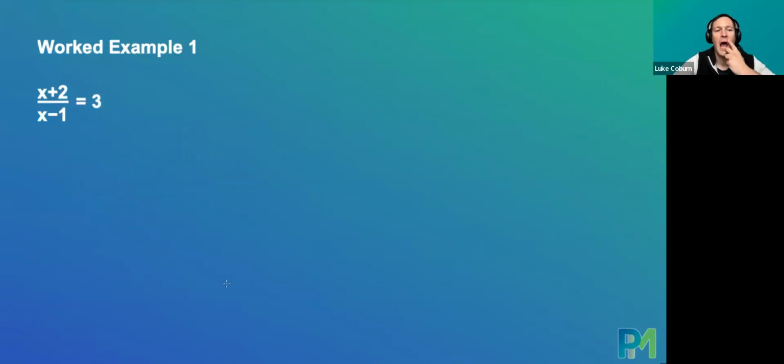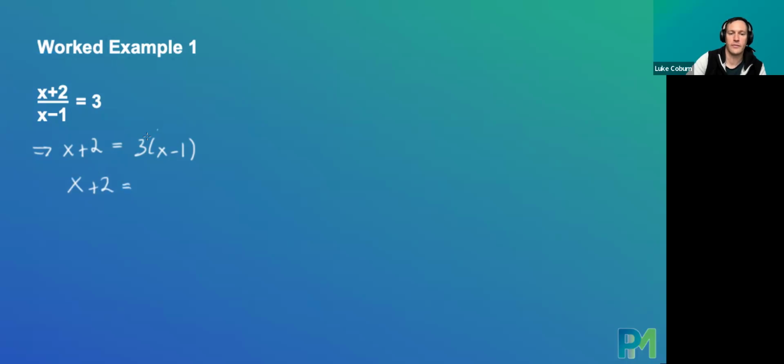Okay, so same thing here. So immediately what we're doing is we're taking x plus 2 and we're taking this x minus 1, 3 times x minus 1, and we're multiplying it up. So that's x plus 2, and now I have to multiply out our brackets. So 3 times x and minus 3. Now let's bring all of the x's to the left-hand side, all the numbers to the right-hand side.